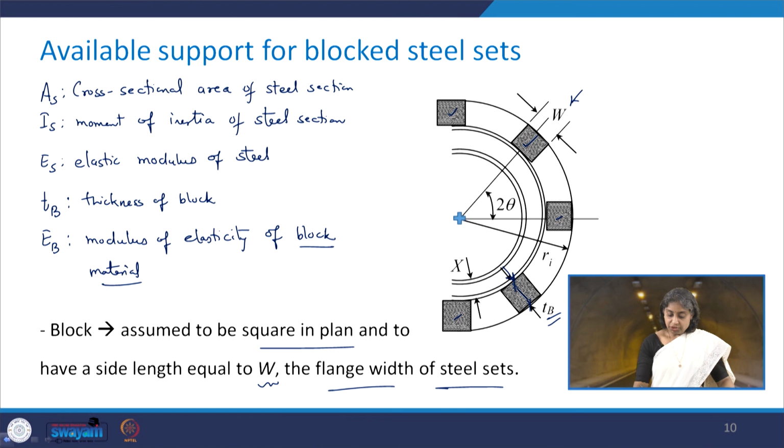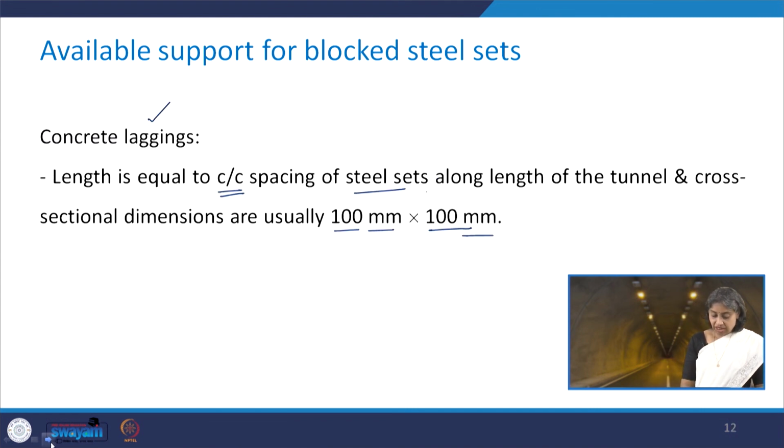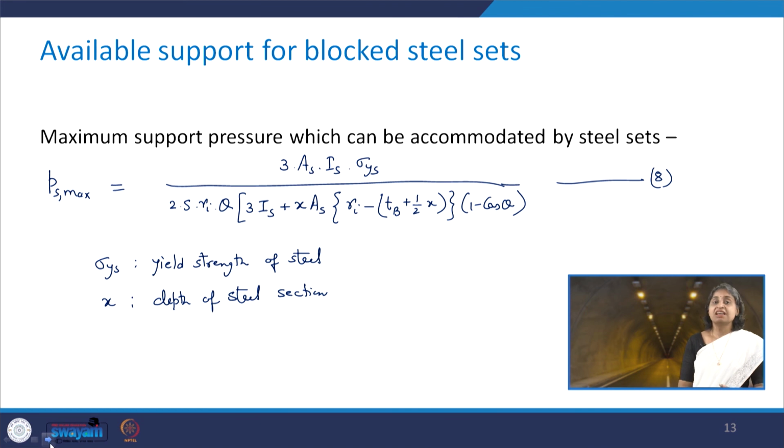So what is going to be this X? It is the depth of this steel section. So if the steel section is of I shape, basically this is what is going to be the dimension X. So let me make it as small x here. Okay, so this is how you can determine the stiffness as well as the maximum support pressure for the steel sets.